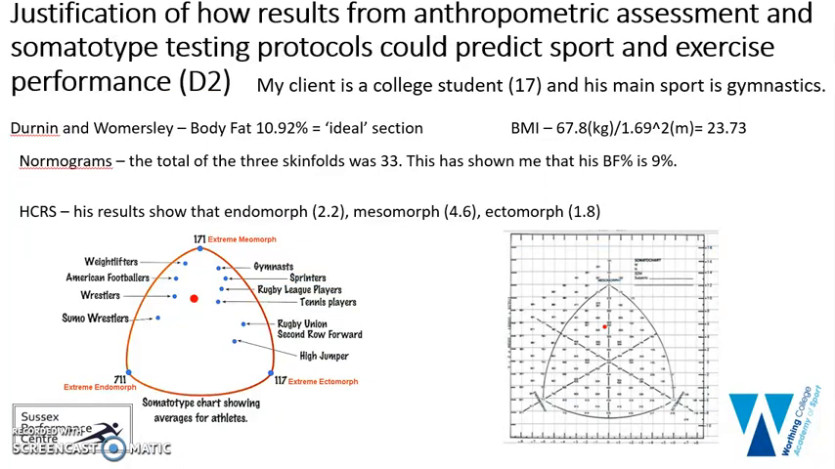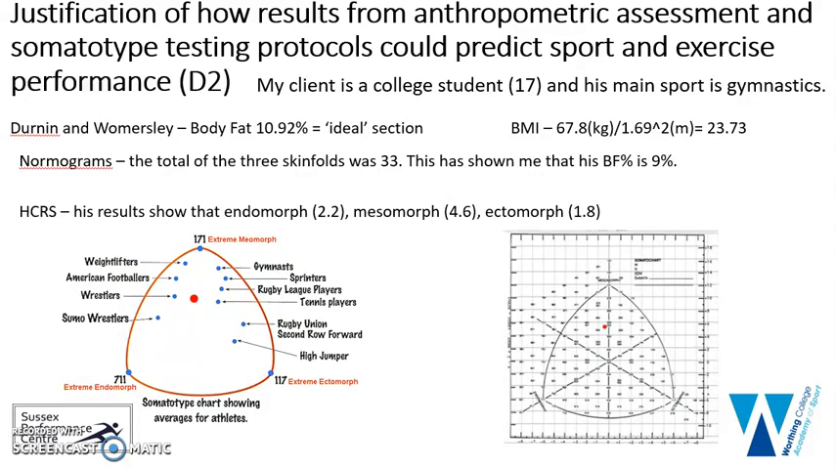I have measured my client and I can use those results to interpret some information about him. My client is a college student. He's 17 years old and his main sport is gymnastics.